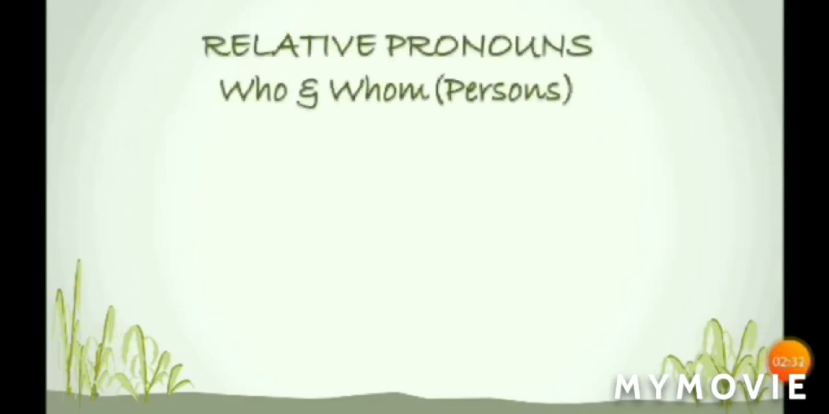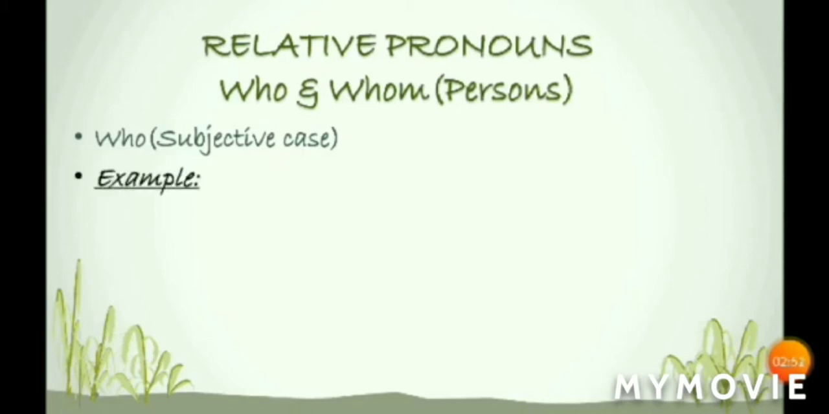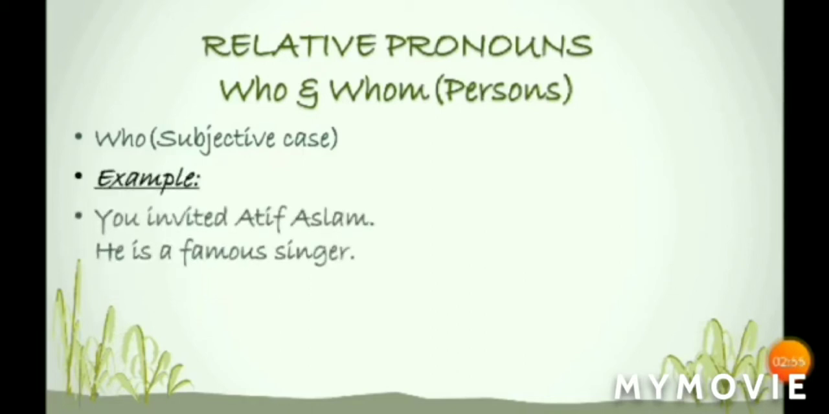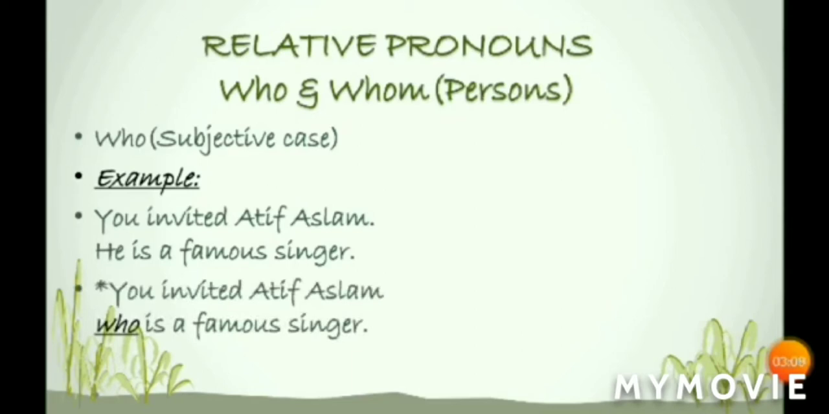Let's have a look at relative pronouns one by one. As we know, the relative pronouns who and whom refer to persons. Who is used if the case is subjective. What is it? The subject of a sentence is the subjective case. Let's understand it with an example. You invited Atif Aslam. He is a famous singer. He is a subjective case, so we use who and remove he. You invited Atif Aslam, who is a famous singer.